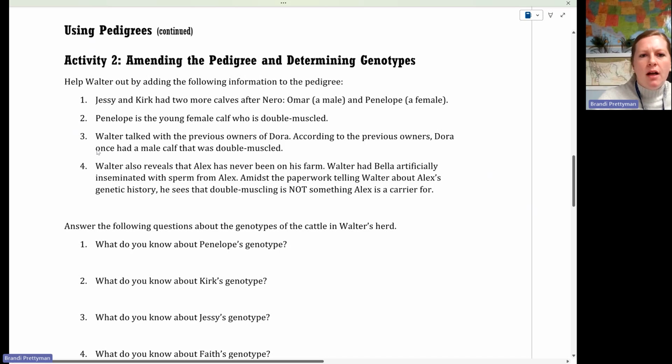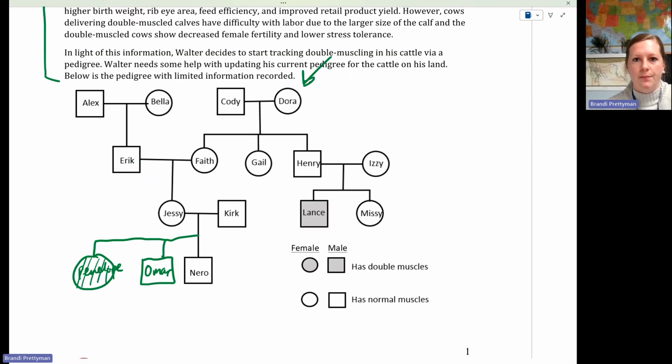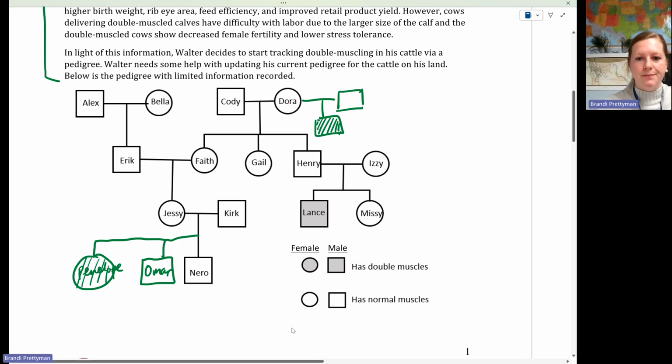Okay. Walter talked with the previous owners of Dora. According to the previous owners, Dora once had a male calf that was double muscled. So let's go back up to our pedigree. We'll find Dora. She's right here. So Dora at one point with another bull had a calf that was double muscled. So Dora was also with this guy, whoever he was, and they had a double muscled male. Okay, so this is going to be important information for us.